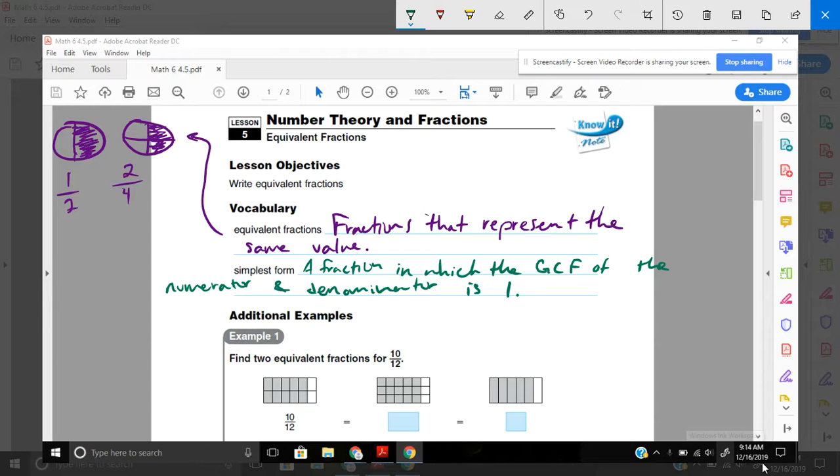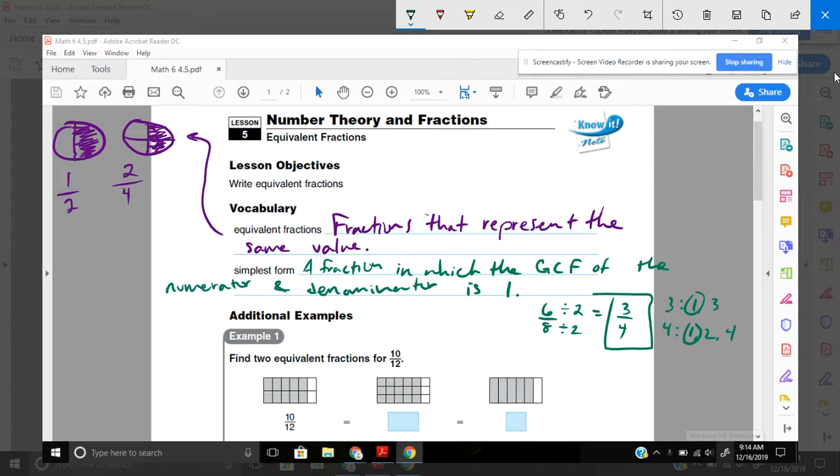Let's say that we had the fraction 6/8 and we wanted it in simplest form. Well, right now, each of these has a common factor of 2. So I could divide each of these, the numerator and the denominator, by 2. And that would give me 3/4. Now this would be considered in simplest form because the factors of 3 are 1 and 3, and the factors of 4 are 1, 2, and 4. So their greatest common factor is 1. Now it's in simplest form.